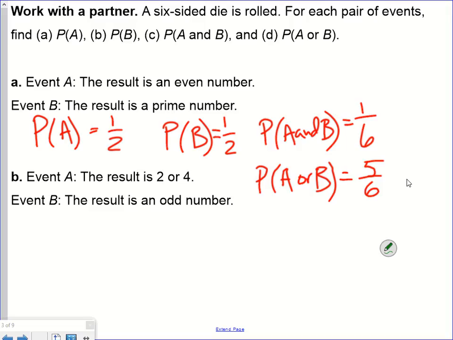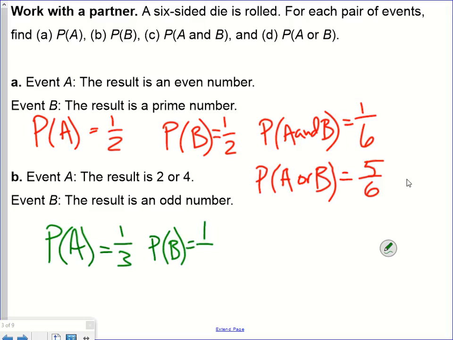Remember, refer up to your Venn diagrams from the first 2 examples to help with these problems here. So probability of A. Probability we roll a 2 or a 4. Well, there's 2 good outcomes out of 6 possible outcomes. So that's 2 out of 6, which is 1 out of 3. Probability of B. Probability that we get an odd number. Well, that's 1, 3, or 5. So 3 outcomes out of 6, 1/2.